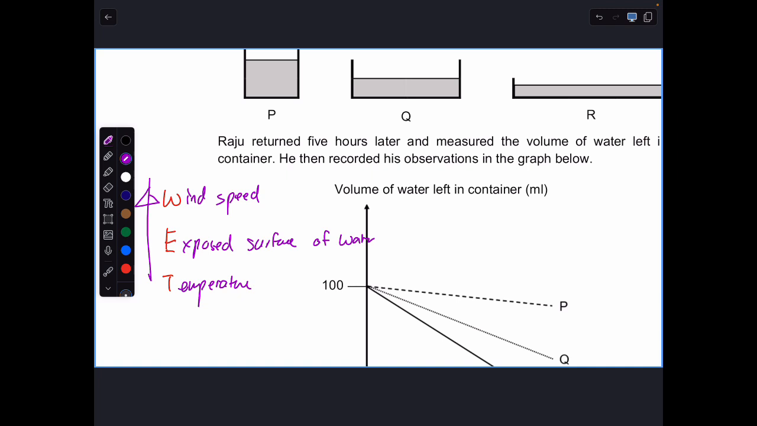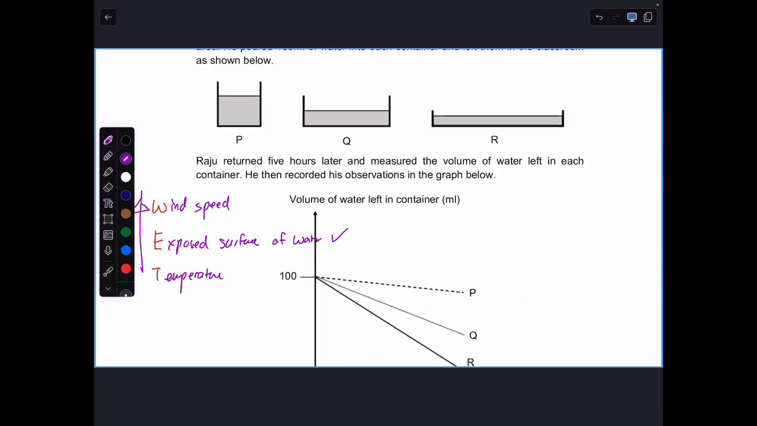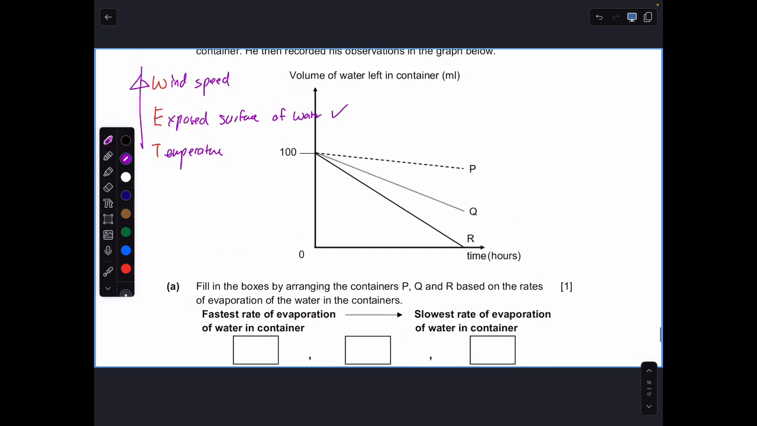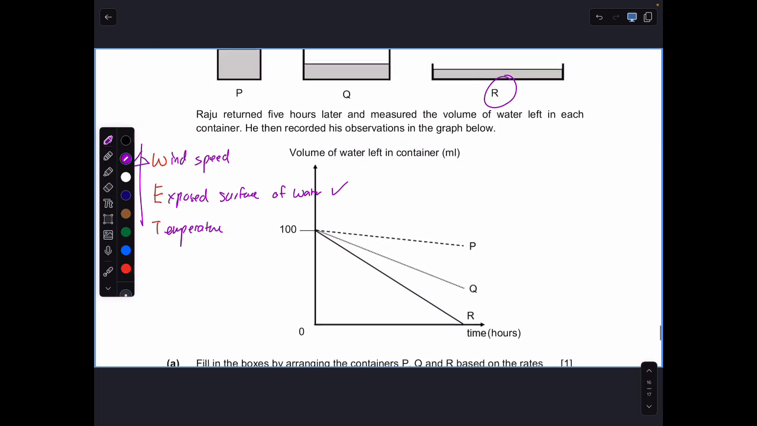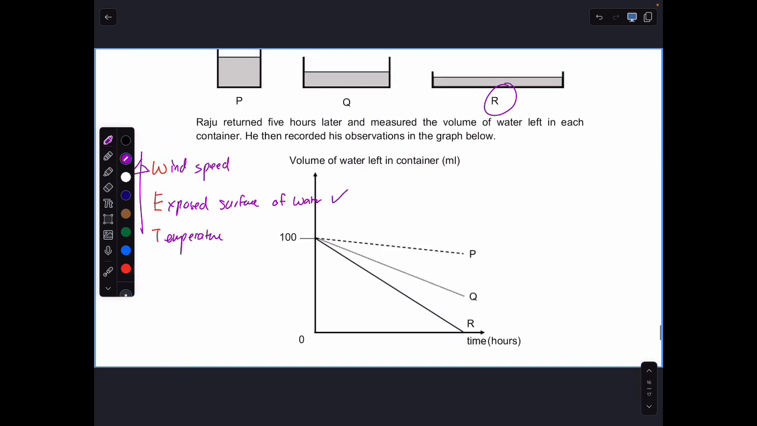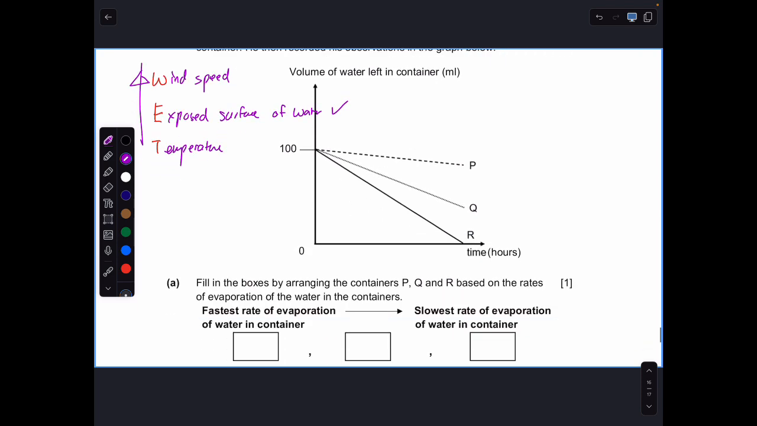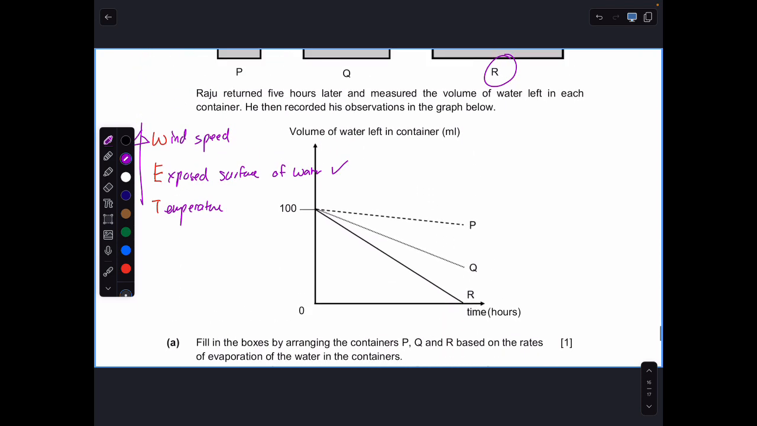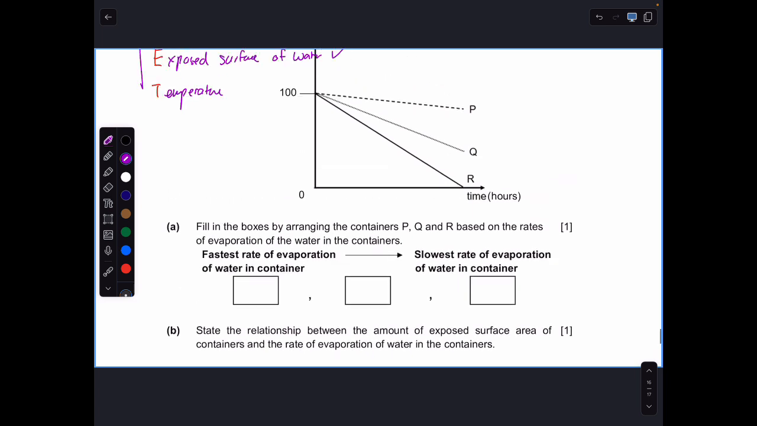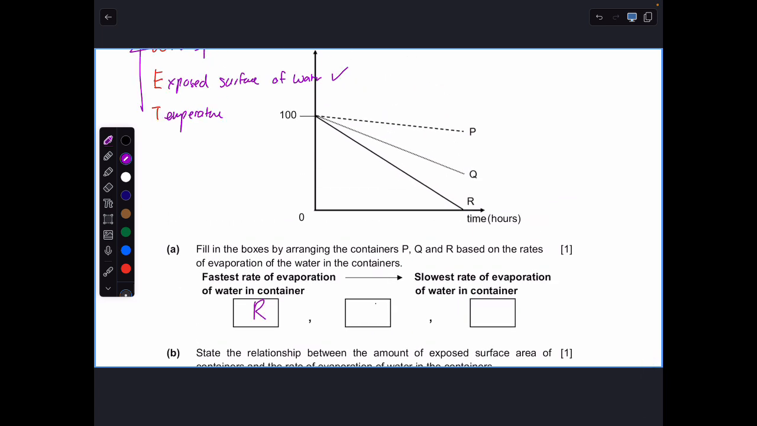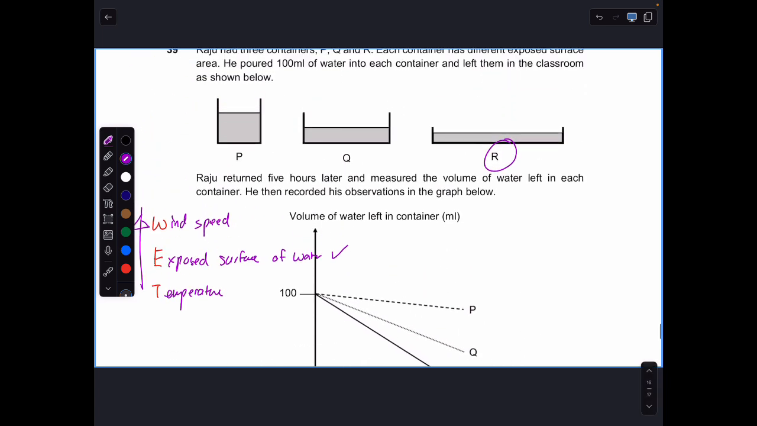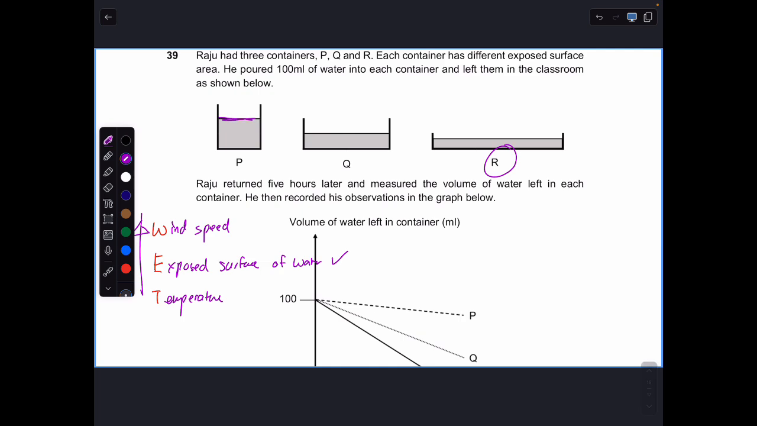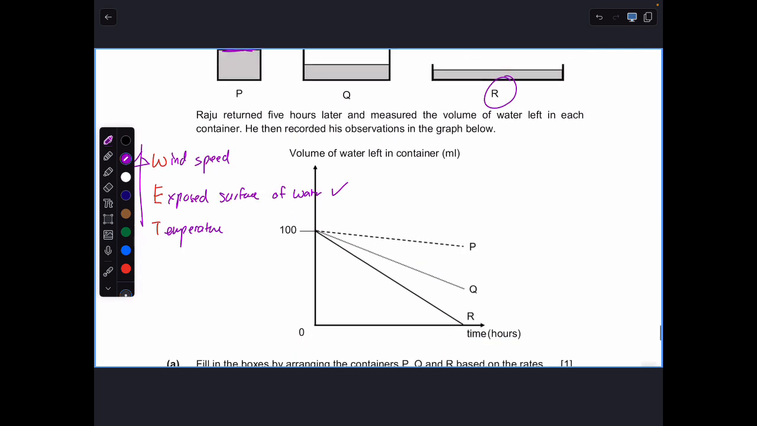In this case, they are testing you on exposed surface area. So no need to see already. This one has the greatest one, so this one must have the least amount of water. Basically the fastest rate of evaporation should be R followed by Q and P. Why? Because P has the smallest exposed surface area.